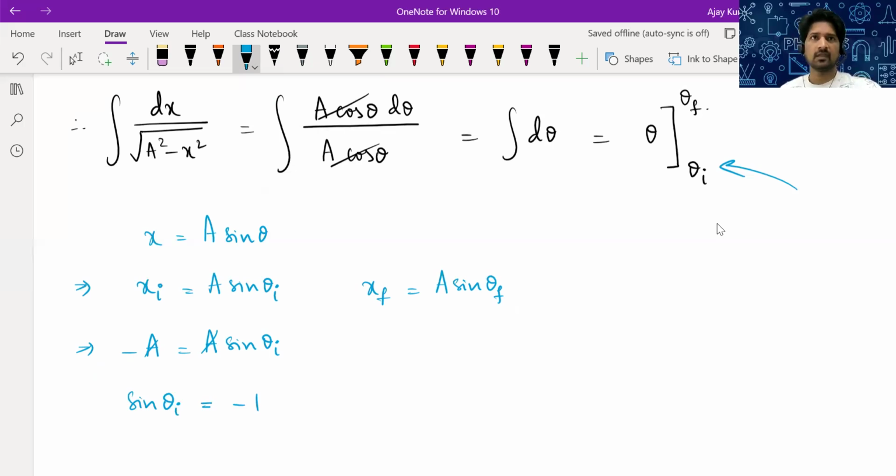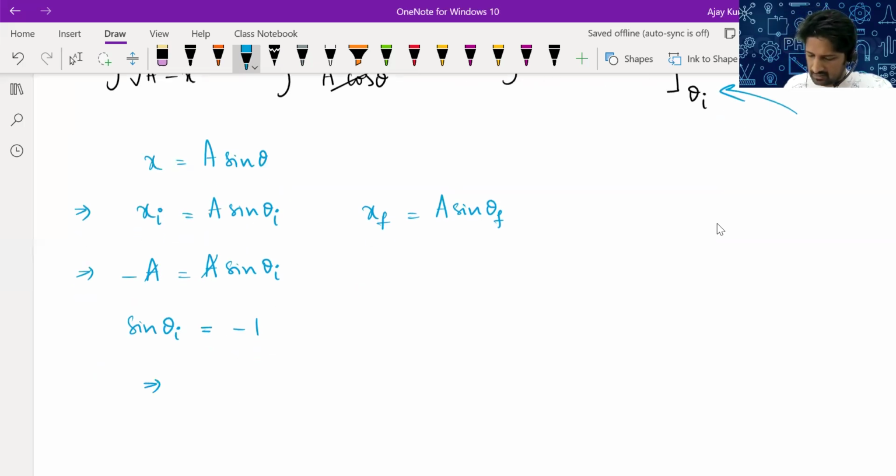270, sir. 270. Okay. That is 3 pi by 2, 3 times 90 degrees. You can also write it as minus pi by 2, minus 90 degrees. Plus 270 degrees is the same as minus 90 degrees. So we are going to take theta initial as minus pi by 2. You can take 270 also, 3 pi by 2.